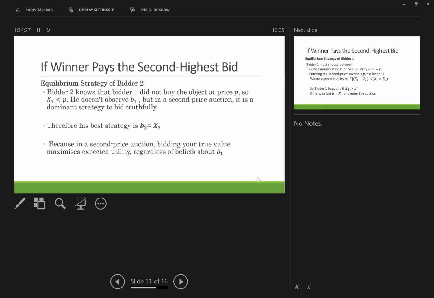So what happens? He doesn't observe B1, that is, he doesn't observe bidder 1's bid, but in the second price auction, it is a dominant strategy to bid truthfully. Therefore, his best strategy is B2 equal to X2. That is, his bid should be equal to how much he or she really wants the item for.